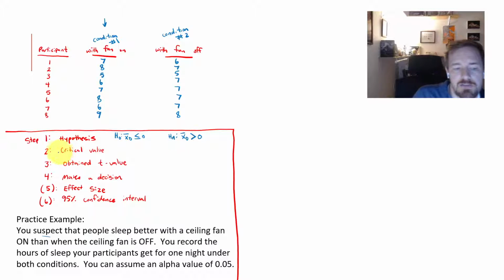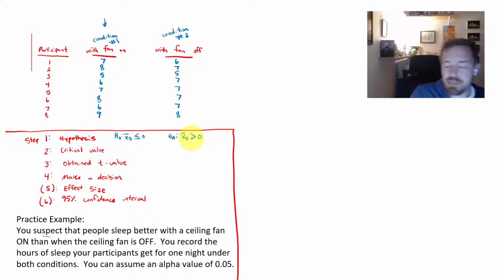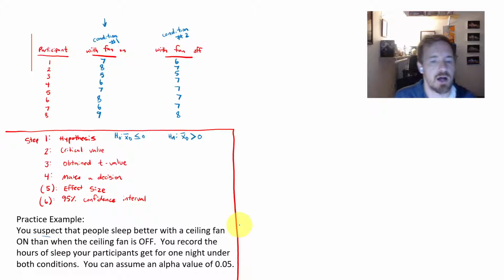If you wanted to, you could even say the mean for ceiling fan on is greater than the mean for ceiling fan off, or without ceiling fan. And that would be perfectly fine from a statistics point of view. So there we go. Let's talk about the critical value.